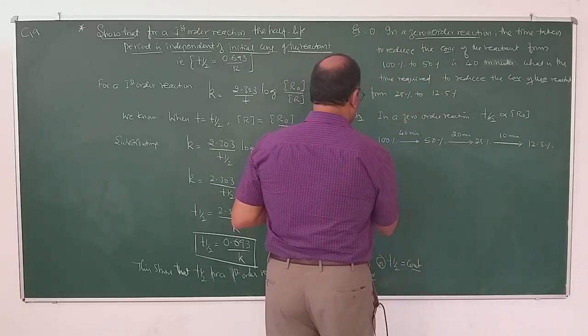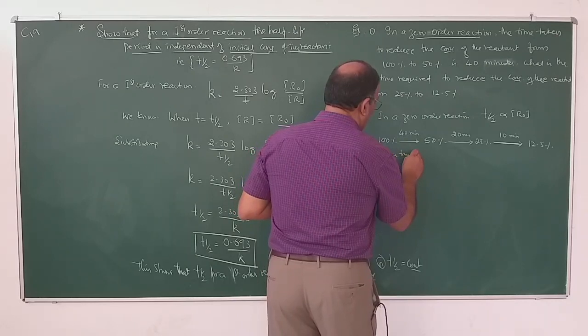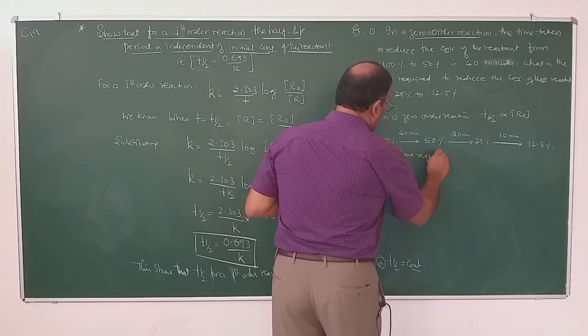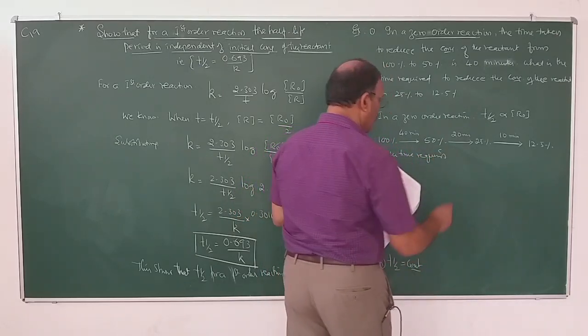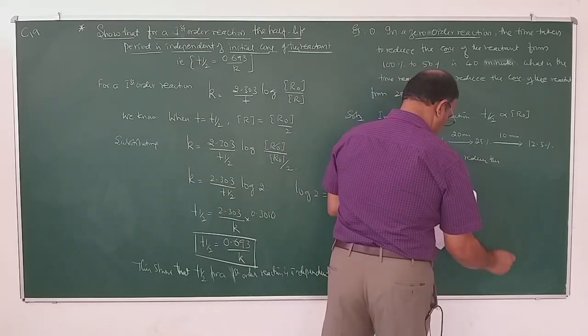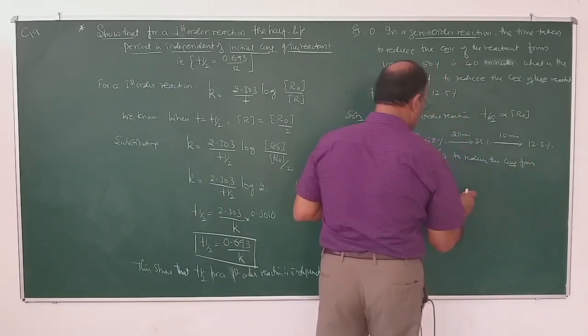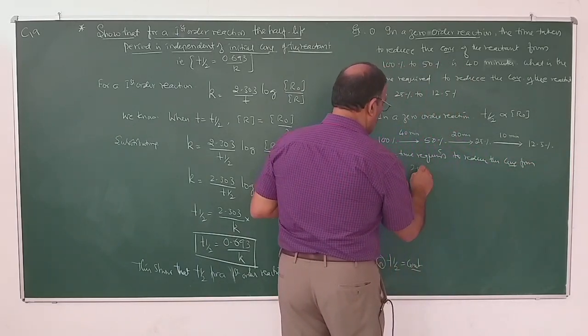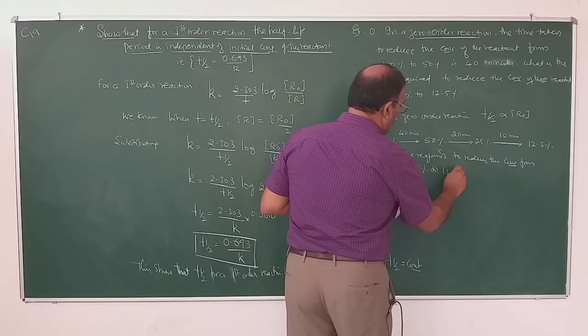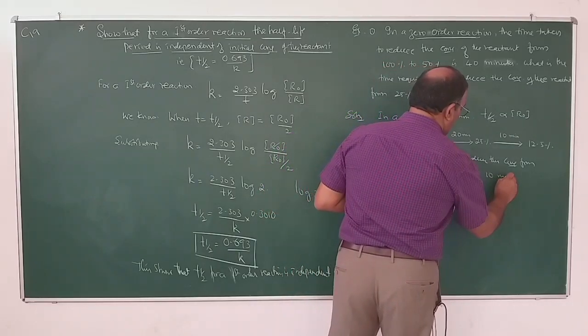So hence the time required to reduce the concentration from 25% to 12.5% is 10 minutes.